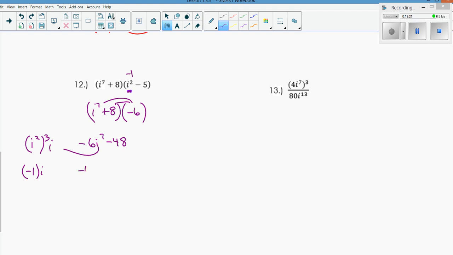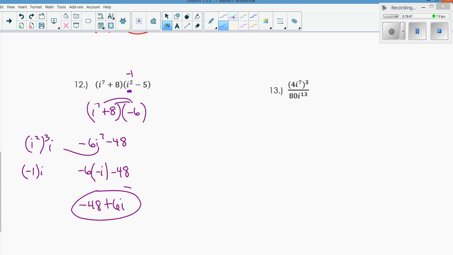Okay, so this means I have negative 6 times, instead of i to the 7th, it's negative i. Minus 48. Okay, now I need to make sure I write my real first. Make sure you bring the negative with it. Negative 48. Negative times a negative is a positive 6i. And that's what I get. If you need to go back and try this again or re-listen to any part, feel free.